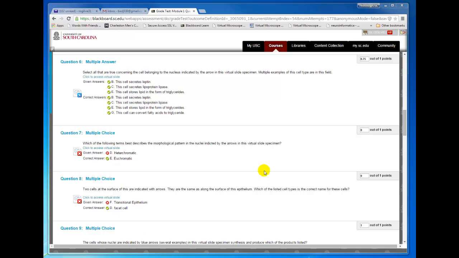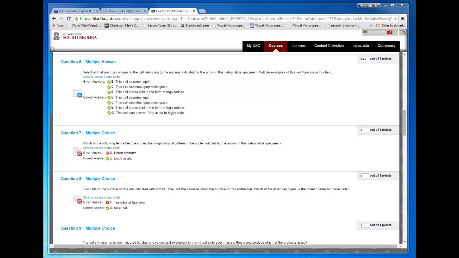Okay, the last question that I want to comment on in Part B of the Module 1 quiz is the question that stated two cells at the surface of this are indicated with arrows. They are the same as along the surface of this epithelium. Which of the listed cell types is the correct name for these cells? The correct answer was faucet cell, not transitional epithelium, although the tissue was transitional epithelium.